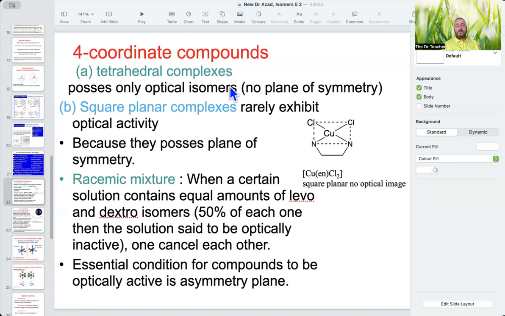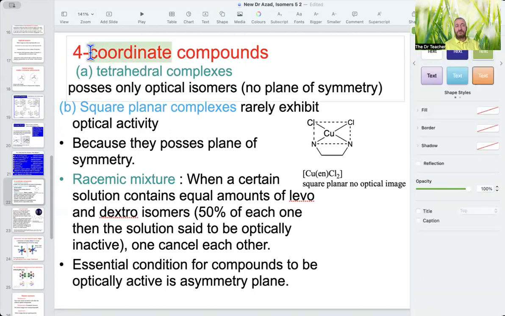Four coordinate compounds. Yeah, four coordinate compounds. Let's talk about tetrahedral and square planar.